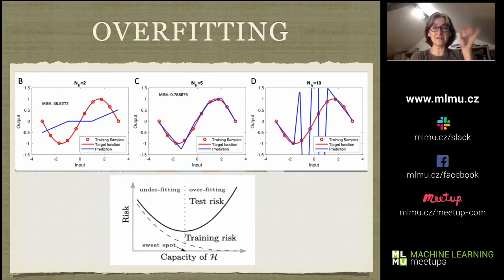Then in the middle, if the degree is just right, you go through the points and also generalize well, because this function, the blue function, is close to the true red function. But then if you have too many parameters, you go perfectly or almost perfectly through the points, but in between them, where you don't have data, you do very badly. And this is what we don't want, because the new data that come to us, on which we want to test the method, are somewhere in the space of the training data but do not correspond exactly to the training data.